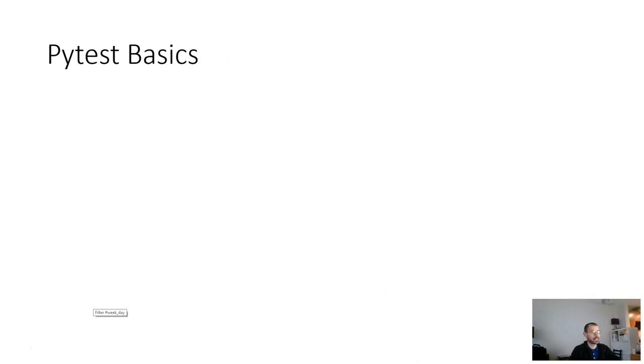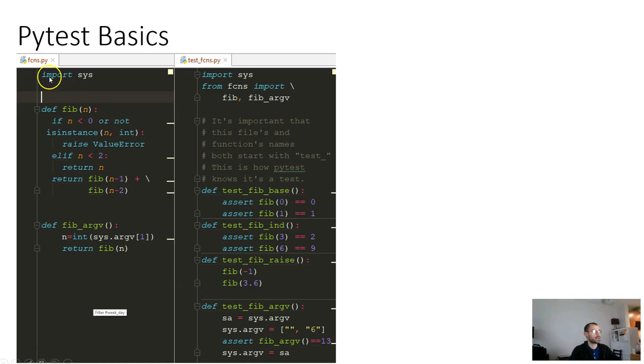So let's go over some basics first of all. Here on the left we have the functions we want to test, and on the right we have our test functions. Notice the naming here. This file name has test underscore at the start. Also notice these method names, they also have test underscore at the start. This is how PyTest automatically discovers your tests. It looks for files with test underscore, and then inside those files it looks for functions that start with test underscore. And there are a few other options as well.